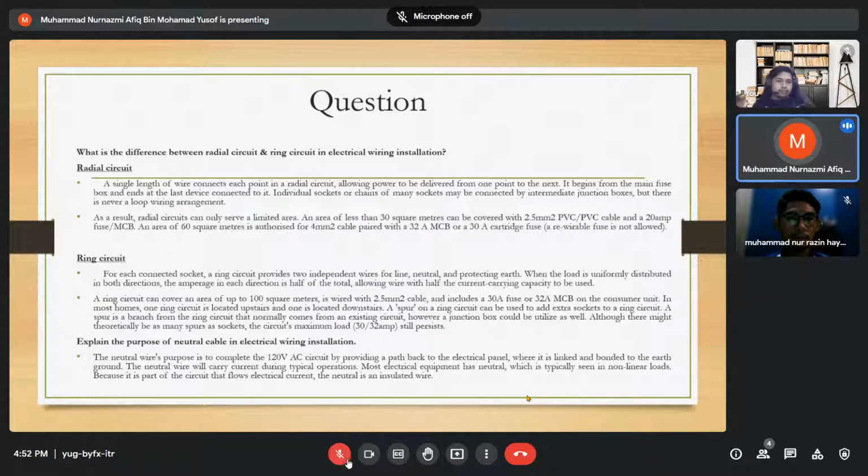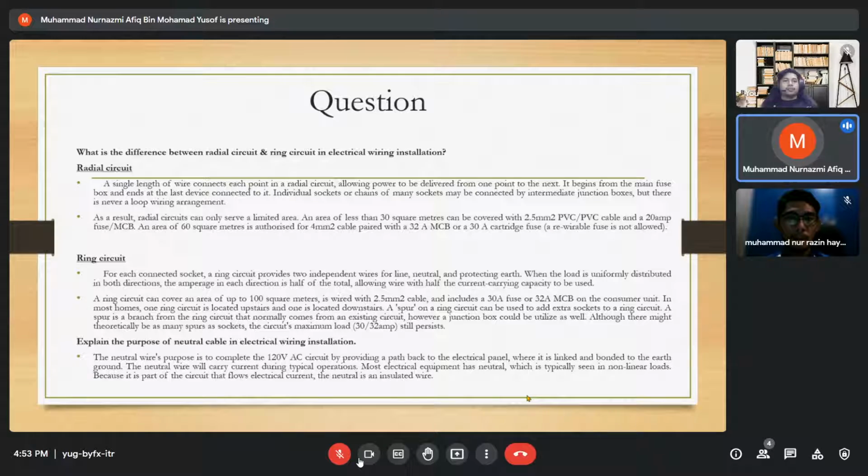So I will continue with the questions. What is the difference between radial circuit and ring circuit in electrical wiring installation? For a radial circuit, a single length of wire connects each point, allowing power to be delivered from one point to the next. It begins from the main fuse box and ends at the last device connected to it. Individual sockets or a chain of many sockets may be connected by intermediate junction boxes, but there is never a loop wiring arrangement. As a result, the circuit can only serve a limited area.